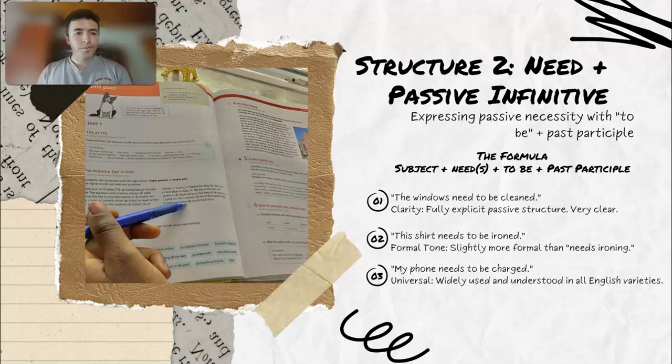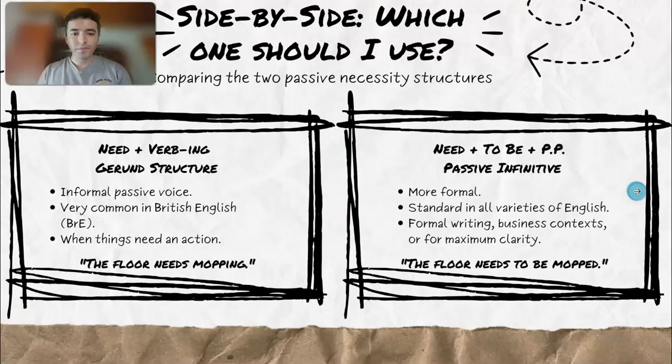This pattern makes the passive clear: to be plus -ed. Use this when you want to be, that's to say, extra precise or formal in your writing, okay? Side by side, which one should I use? Comparing the two passive necessity structures. Let's start with the structures. When do we have to use each one?